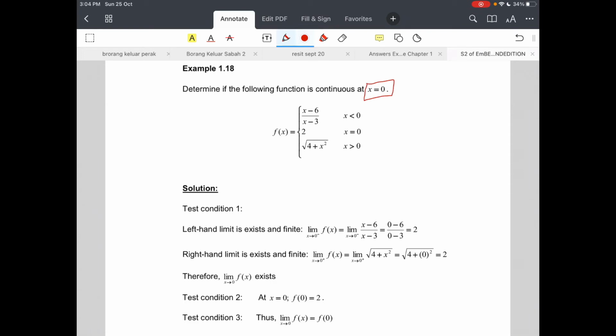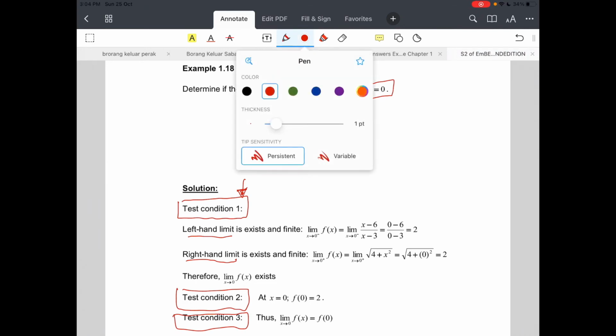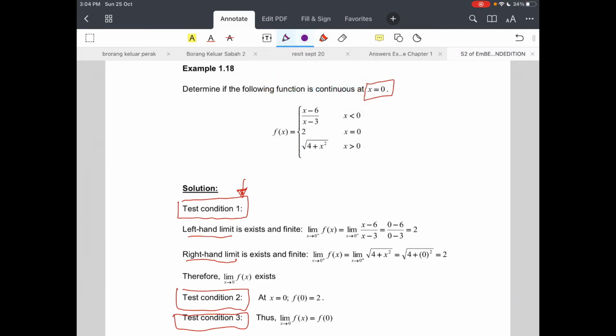Now we need to identify which function to use, because when you want to test condition 1, condition 2, and condition 3, especially when we start with testing condition number 1, we need to examine the left hand limit and right hand limit. Am I right? So to examine it, you need to check which of these functions. If you look carefully, this is a piecewise function, and within this piecewise function we have 3 functions altogether. So this is the first function, this is the second function, and this is the third function.